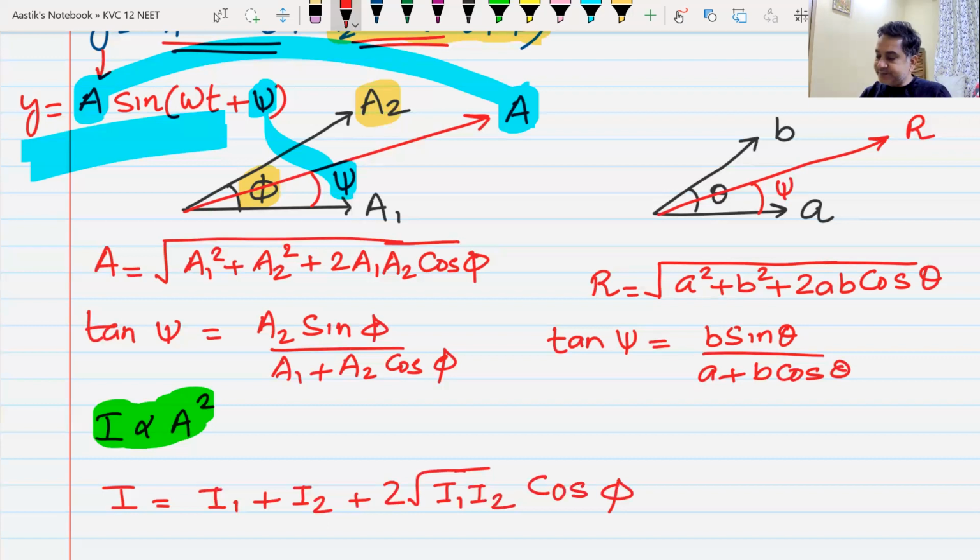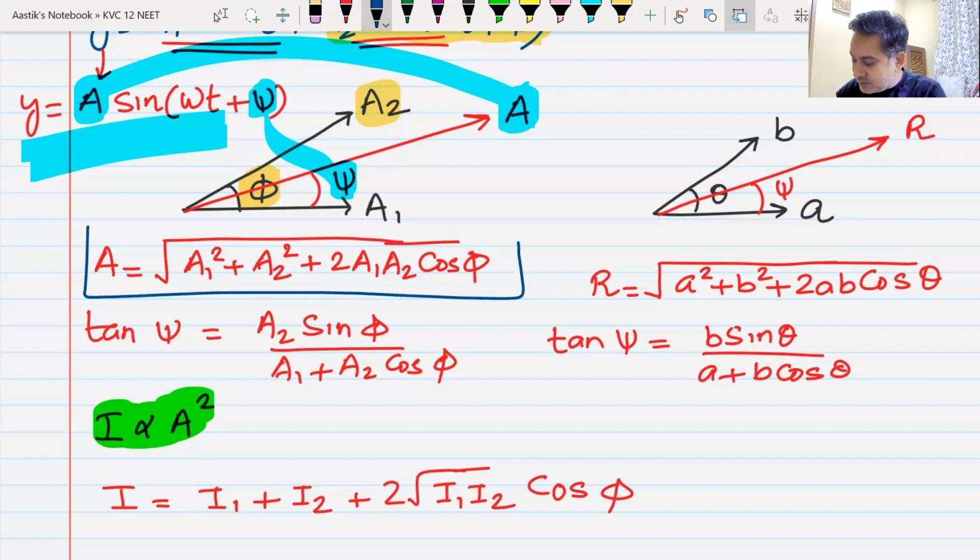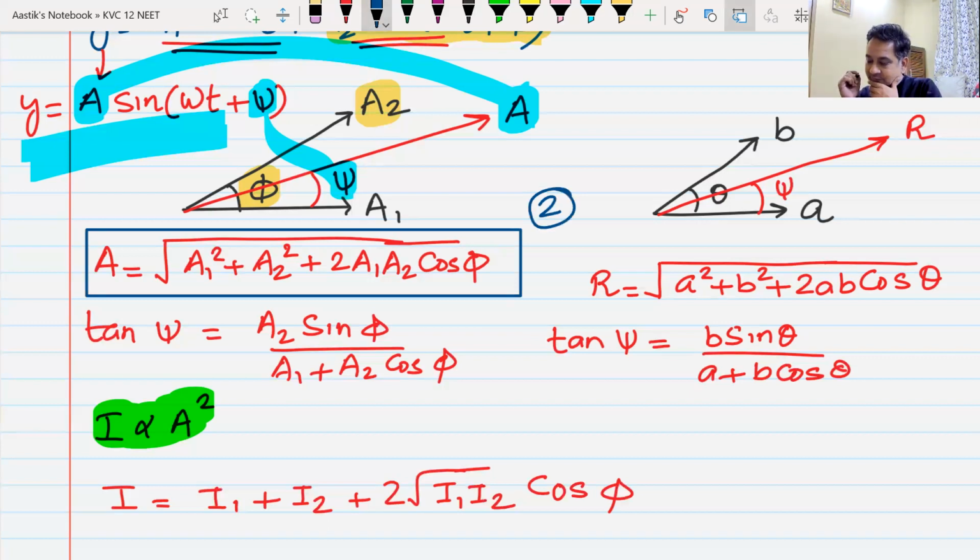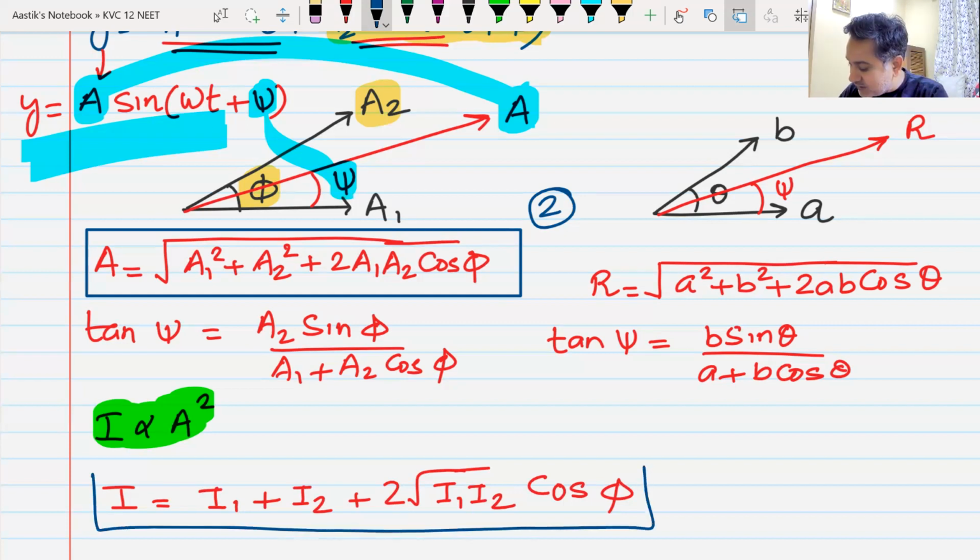How did I get this? I will square this equation. So we will have A square, and A square is proportional to I. A1 square will be proportional to I1, A2 square will be proportional to I2, A1 and A2 will be proportional to root over I1 and root over I2, and hence we land up with this formula. Do we understand this? Yes, sir.